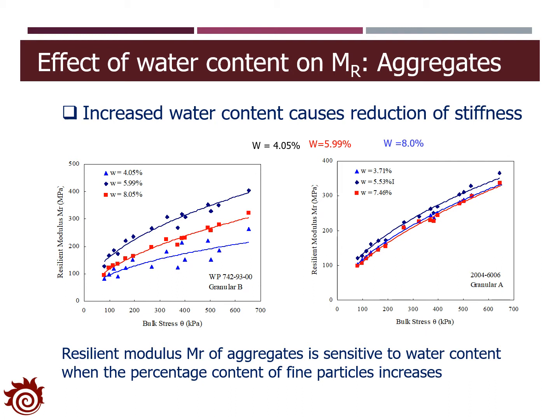We actually showed these two figures in our previous lecture. By increasing the water contents from 4% to 8%, we can see that the resilient modulus will reduce dramatically for granular B material, while for granular A soil, the reduction is not that significant. And these two figures actually demonstrate that the resilient modulus is sensitive to water contents when the percentage of the fine particles increases. That's also the reason we observe significant reductions for granular B soil.